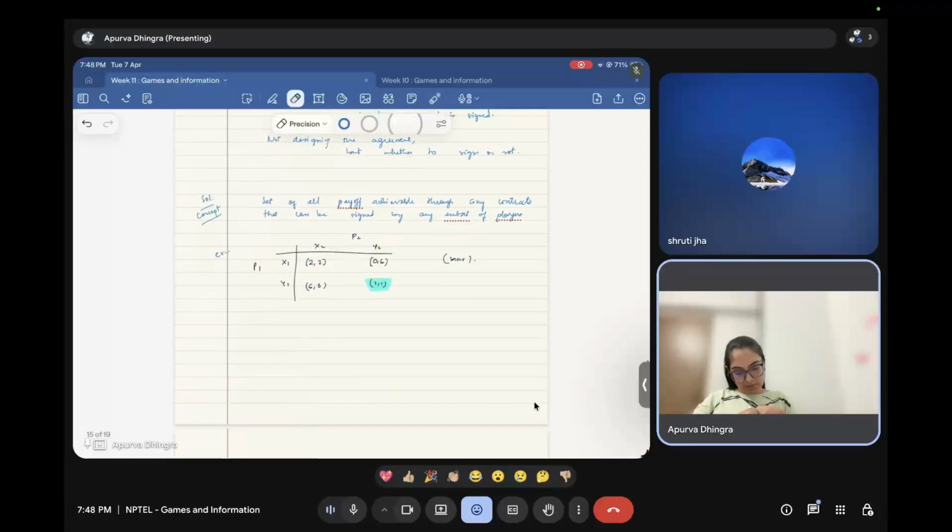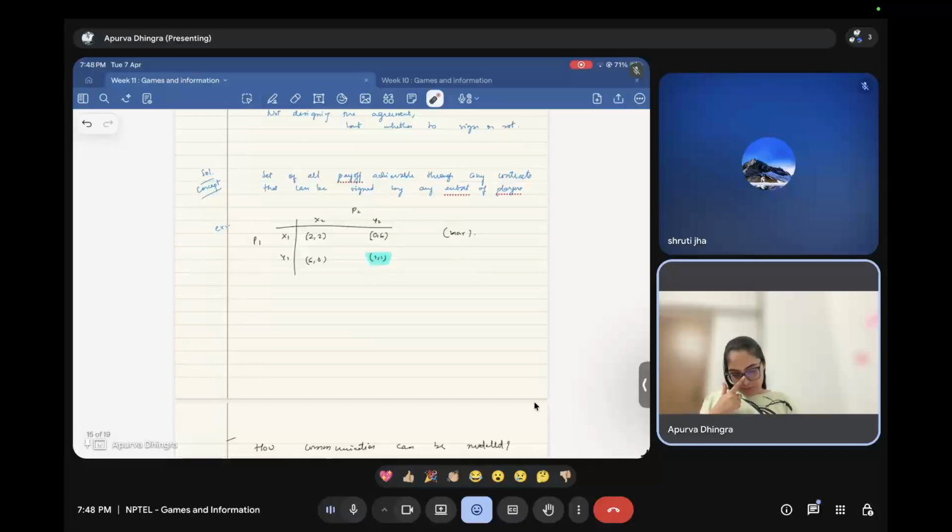Okay, so this is one example. This is the motivating example. So consider this game of prisoner's dilemma. Let's say both the players are maximizing.